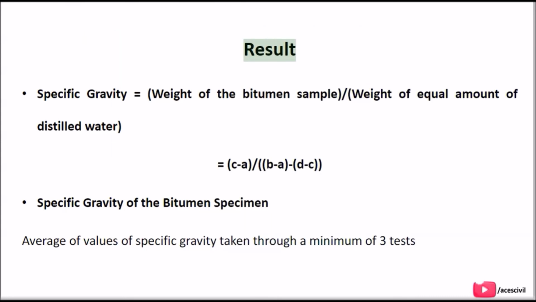Result: specific gravity equals weight of the bitumen sample / weight of equal amount of distilled water equals (C minus A) / (B minus A) minus (D minus C). Specific gravity of the bitumen specimen is the average of values of specific gravity taken through a minimum of 3 tests.